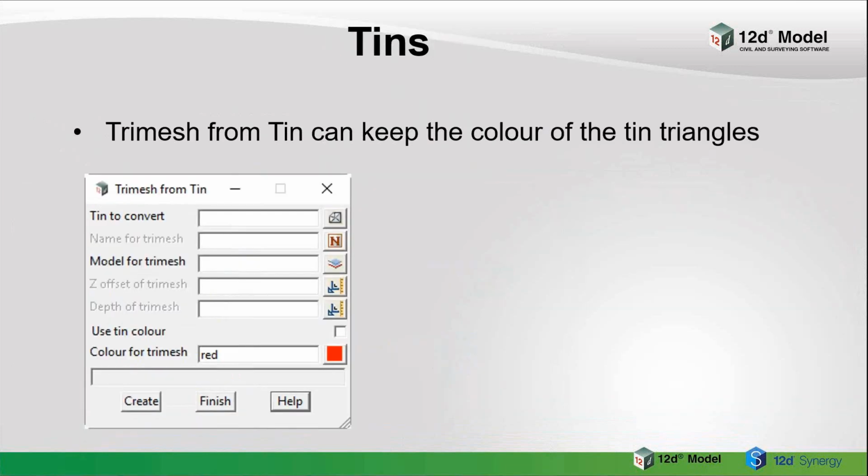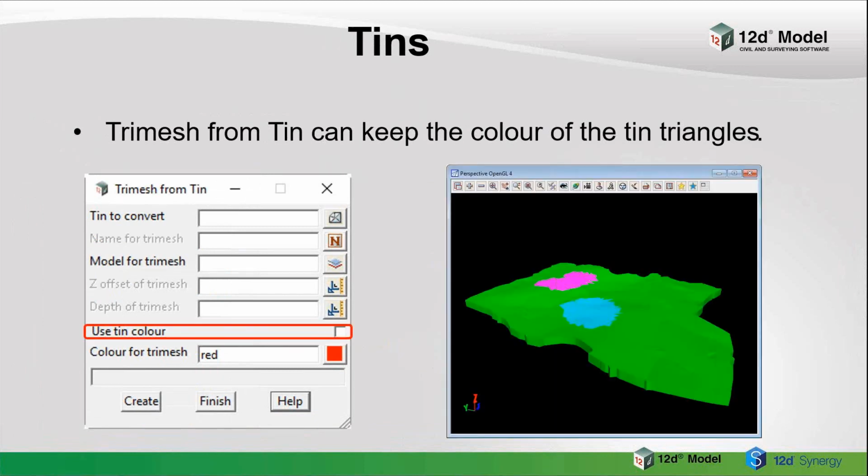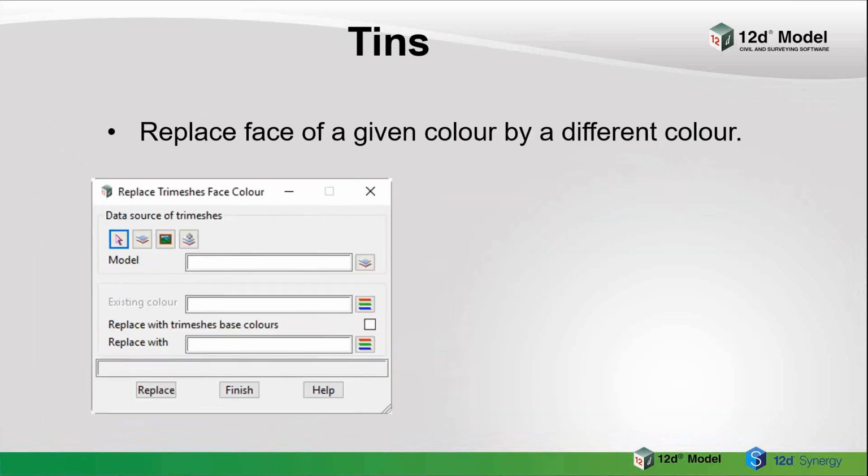Also, one thing, we had a Trimesh from tin, but it just made it, you gave it a colour. You can now actually have a tick to say, I want to use the colour of the tin. So when you do such a thing, you keep the same colours, or you can, as before, not do that at all and have it all one colour. You can also replace faces of a given colour by a different colour. So you might want to say, I want all the green faces in the Trimesh to go to cyan. That's what that option's for.